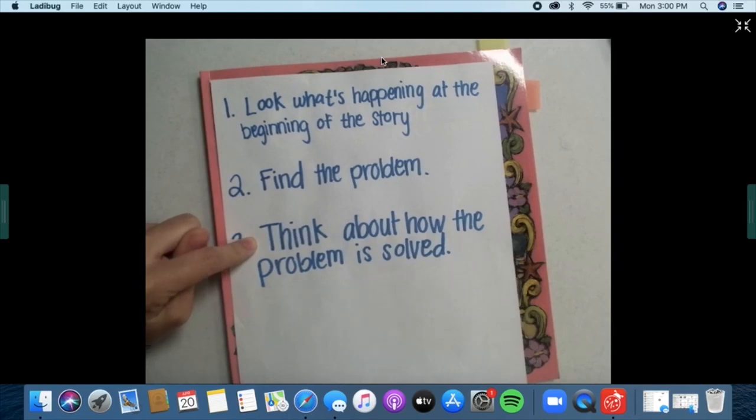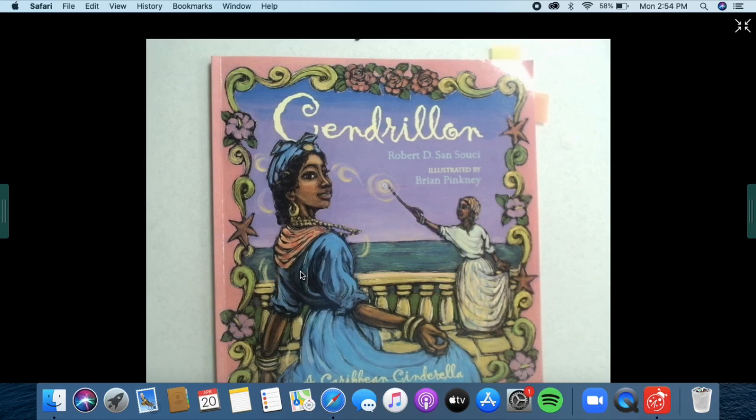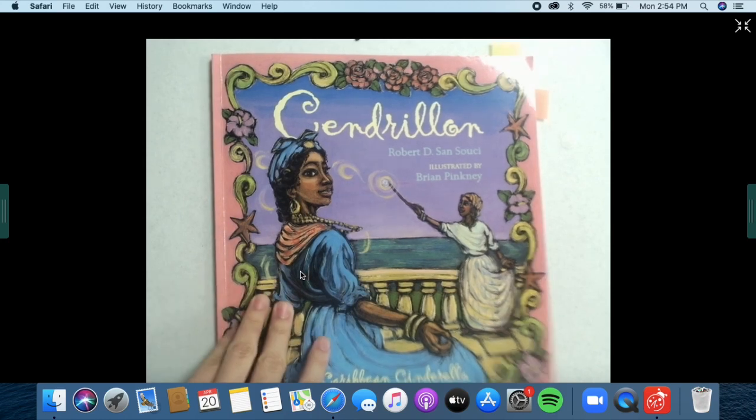We need to pay attention to this, and it will help us better understand how the different parts of the story go together. We're doing this with the book Cinderella, and the first thing I'm going to be doing is thinking about what happens in the beginning of the story.